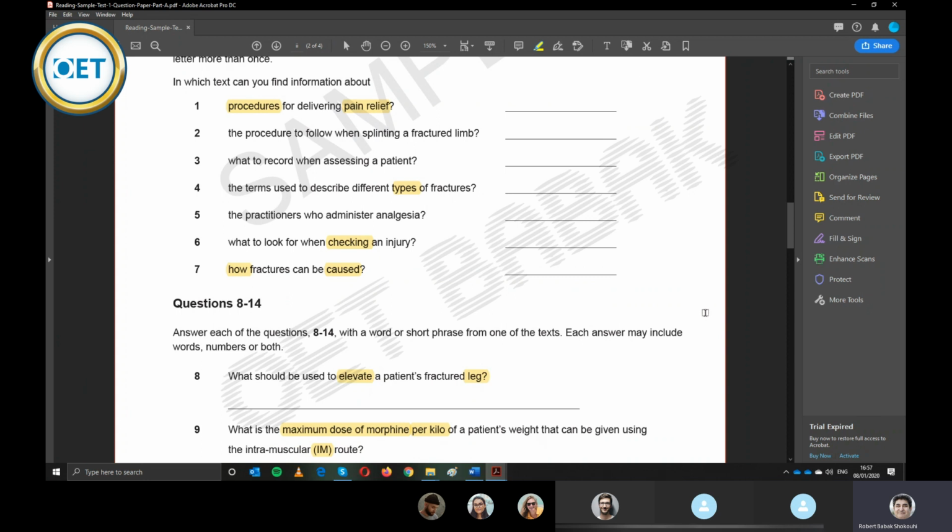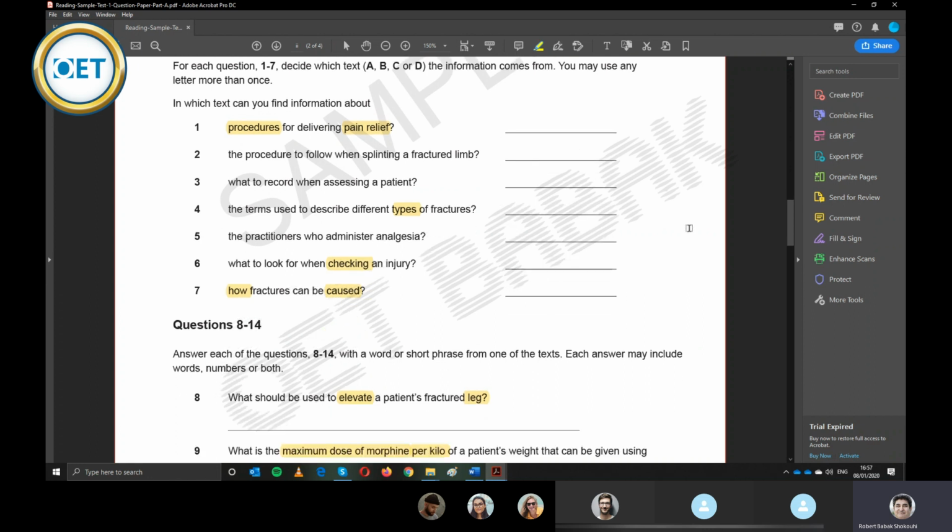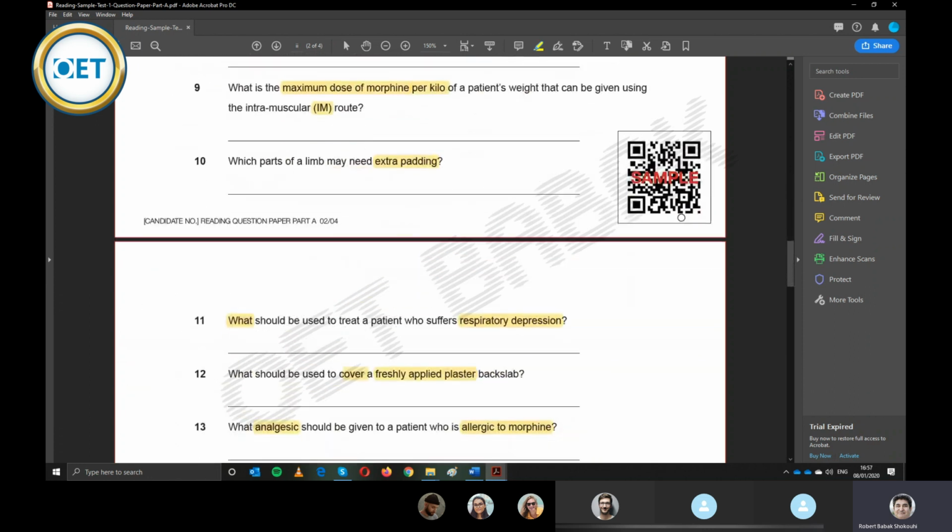So some candidates ask, are the questions in the same order as the text? No, it can be that maybe the second question is from the last part, maybe the third question is from the first part. Okay, so basically they are not in the same order. Any questions?